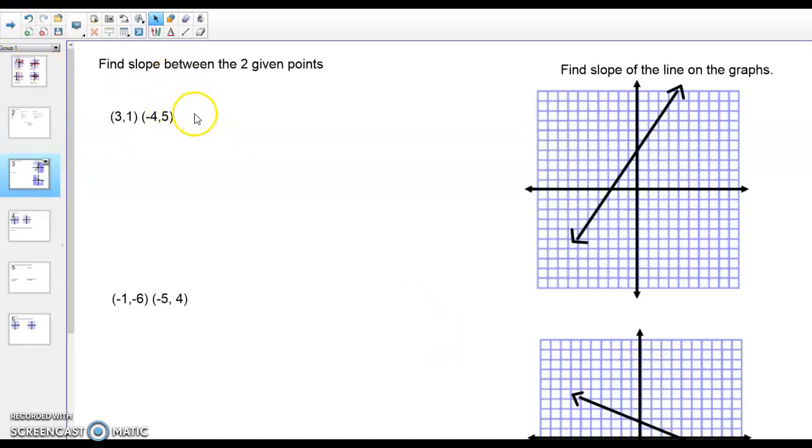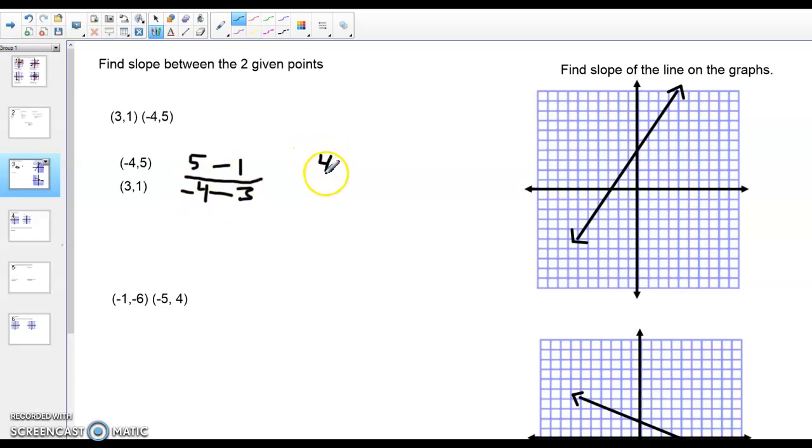Find the slope between 2 points. Once again, my advice, put the points one on top of the other. And then what I would do is I would literally draw the fraction bar and the 2 minus signs. 5 minus 1, -4 minus 3. 5 minus 1 is 4. Negative 4 minus 3 is negative 7. And then we always want to move that negative in front of the fraction. My slope being negative 4 over 7.